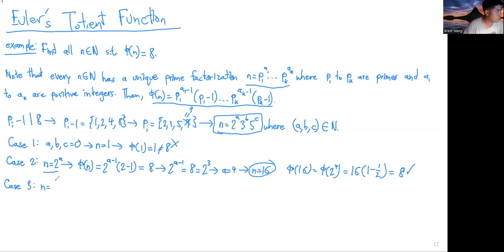Let's do case 3. I might run out of space here. Let's make do with what we have for now. n is equal to 3 to the power of b. Well then phi of n is equal to 3 to the b minus 1 times 3 minus 1, which is 8. 3 minus 1 is 2, so dividing both sides by 2, you get 3 to the b minus 1 is equal to 4, but that's 2 squared. This is the unique prime factorization for 4. These don't match, so there are no integer solutions for b.